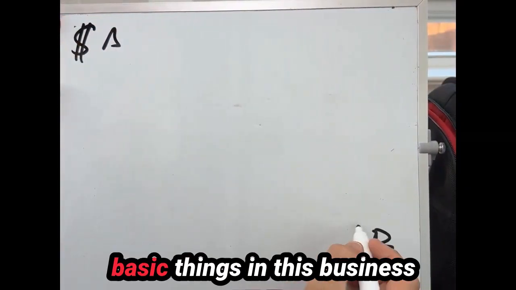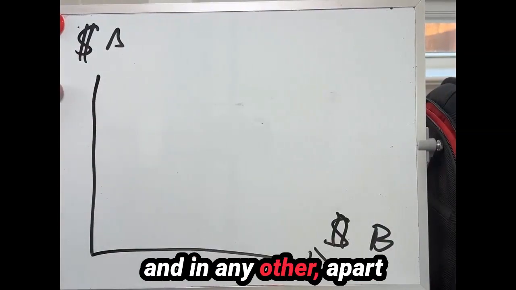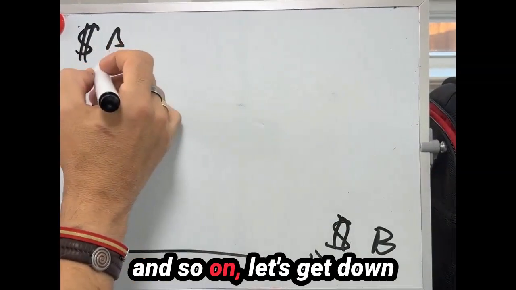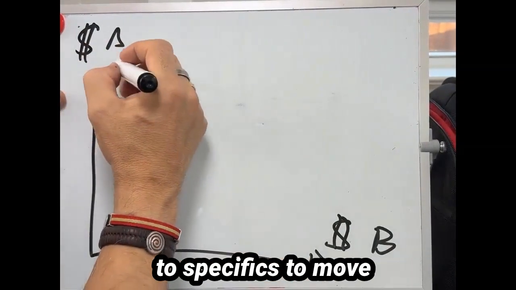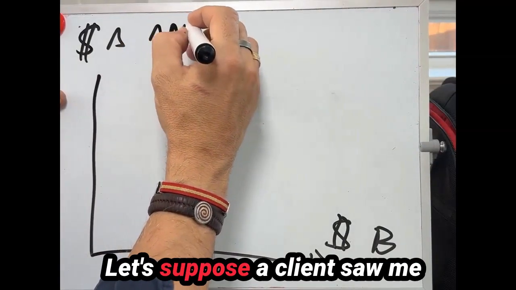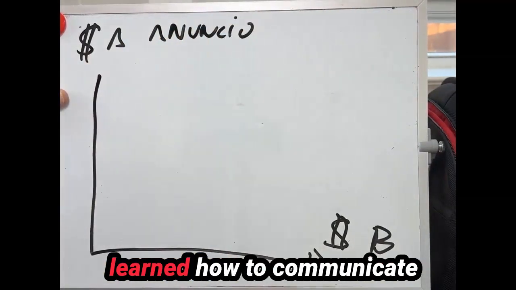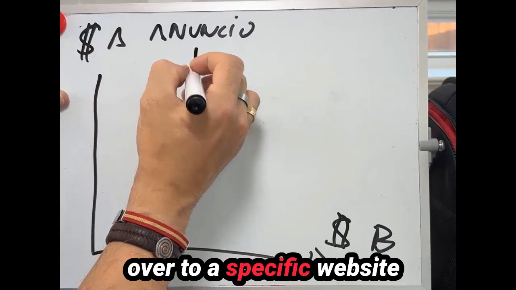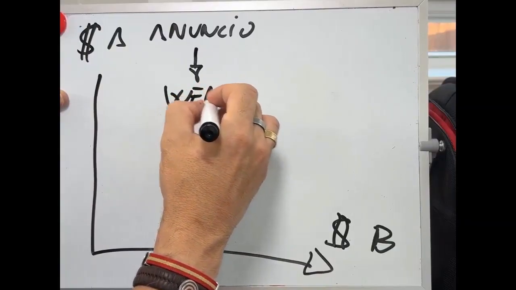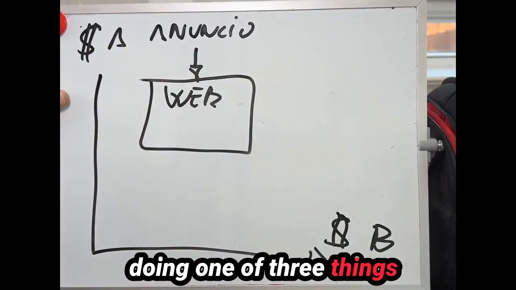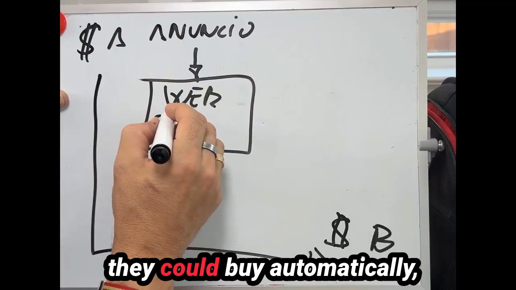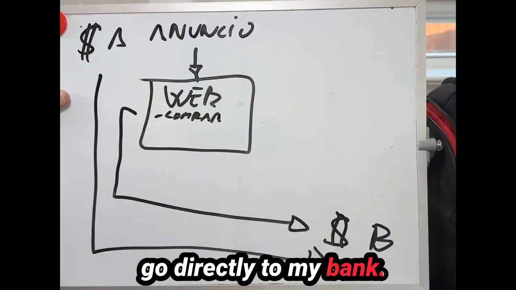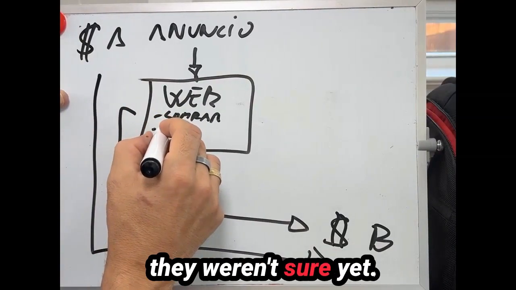You're going to need three basic things in this business and in any other. Apart from what we've already discussed about how to handle all the communication and so on, let's get down to specifics. To move money from here to here, let's suppose a client saw me in an ad I published after I learned how to communicate through NeuroHub. From that ad, I directed them over to a specific website where the client could be doing one of three things. They could buy automatically, in which case, if they made a purchase, the money would go directly to my bank.